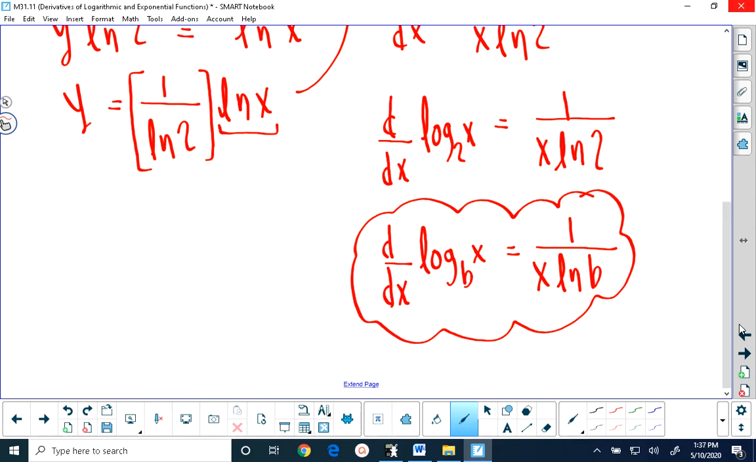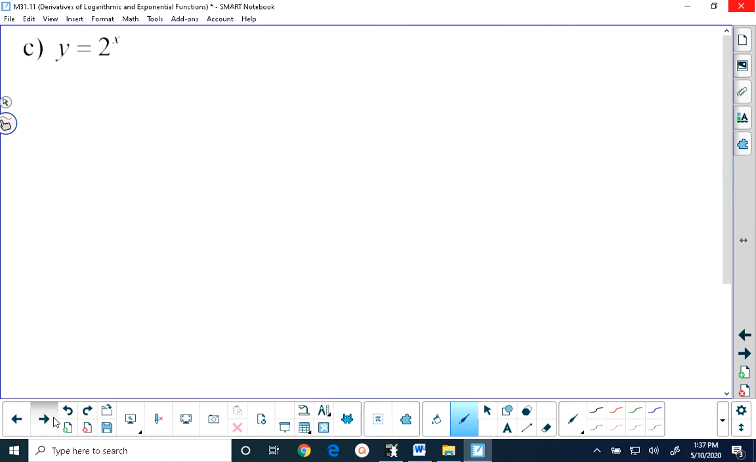We have one more to go, and then I'm going to summarize everything that we've learned about derivatives of exponential and logarithmic functions. What if I ask you to differentiate y equals 2 to the x? Well, you don't have a rule for that. You know how to differentiate e to the x, but you don't know how to differentiate any other base to the x. Let's start off by taking the natural logarithm of both sides.